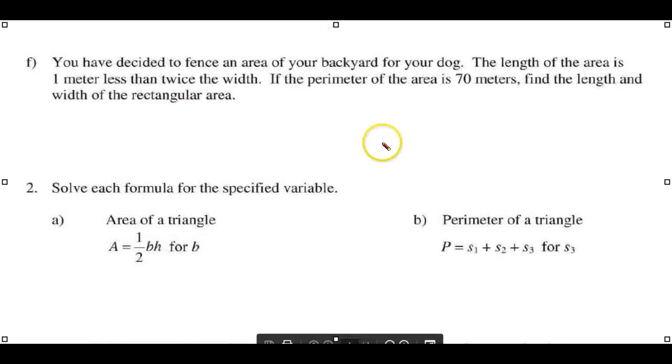Let's go on. In letter F, we're going to read the example carefully. Decided the fence for the dog. The length of the area is 1 meter less than twice the width. If this is the perimeter, find the length and width. Well, here I think it would be important to make a figure, a diagram.